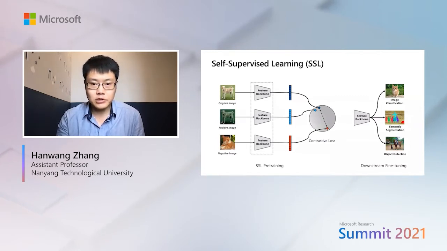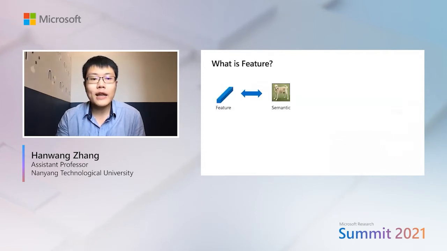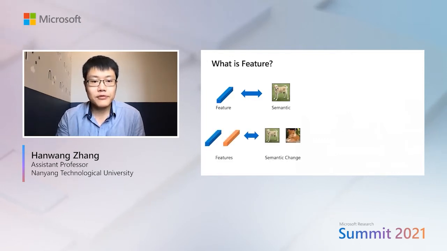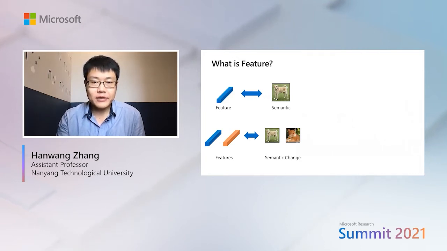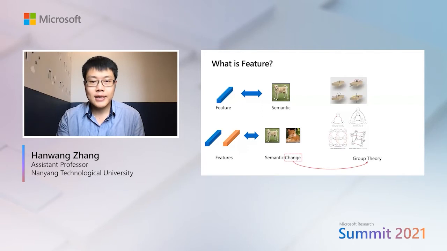To answer this question, we first need to know what a feature is. We are interested in a more fundamental definition of feature. Features represent the semantic meanings of the world, and the difference between two features reflects the semantic change. Say, how to change from dog to cat. Furthermore, if this change is equivalent with the feature, this feature is a valid representation of the change. This actually belongs to group theory.